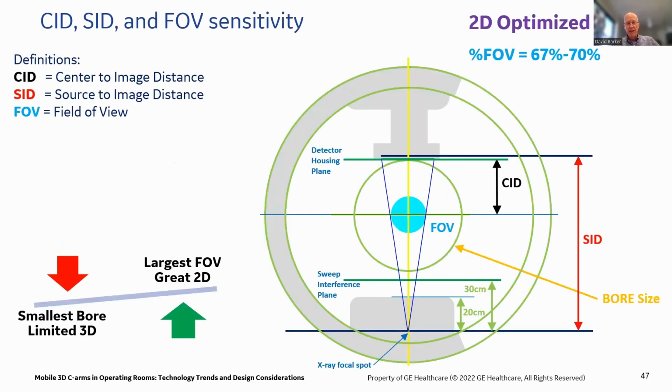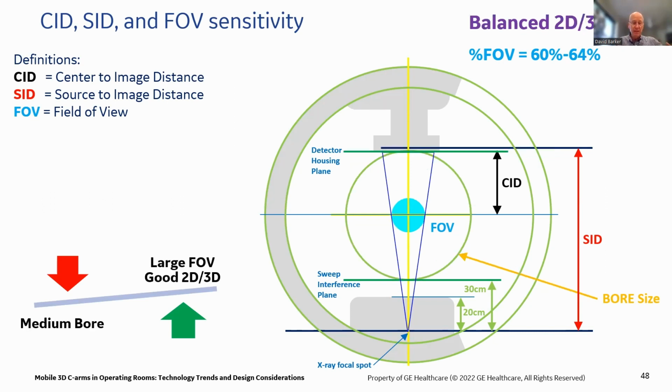So if we think about these variables, and I have a typical 2D system, and I look at what would happen if I designed it specifically for 2-dimensional use and made it as good as possible for that, my field of view is probably going to be 67 to 70%, which is going to be this wonderful big volume. But my CID is really limiting my bore size. So my bore size is going to be probably too small to get around most people. It's going to be less than what I get in a traditional CT system if I had an FOV percentage that big. So it'd be great for 2D, but not very good for 3D.